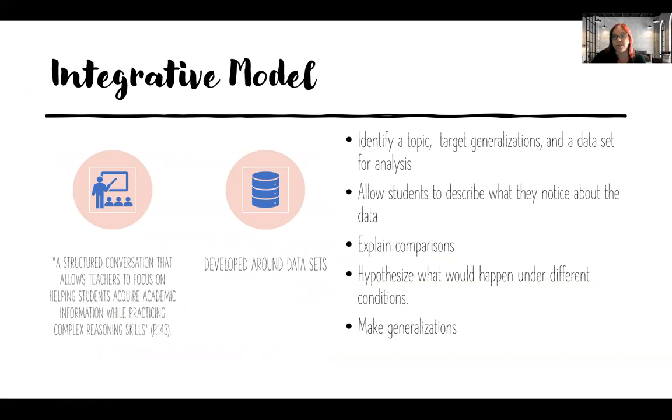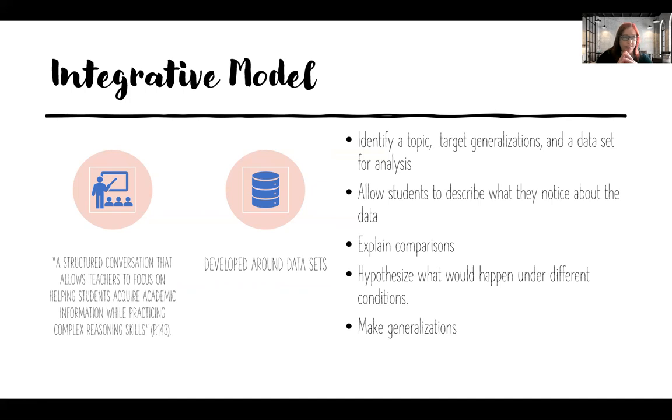There is a good video in your textbook that shows the difference between concept attainment and concept development. It's only like a 2-minute video, so it does a good job of explaining the difference between them. The next one's the integrative model. And this is a structured conversation that allows the teacher to focus on helping students acquire academic information while they're practicing reasoning skills. And so this model is developed around data sets.